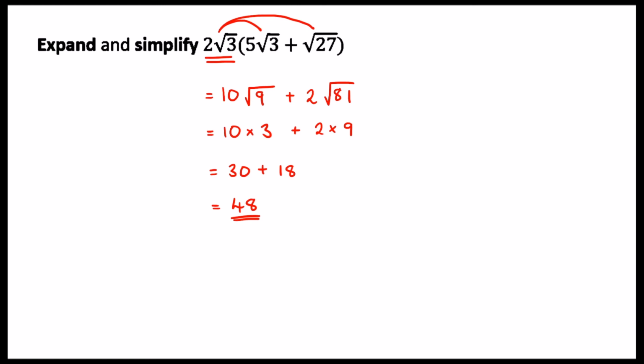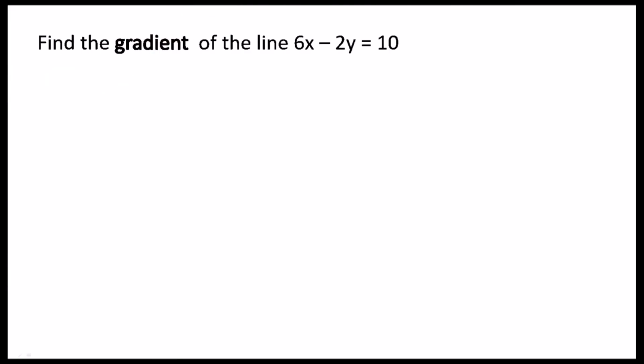The fifth type of question will always ask you to find the gradient given an equation of a line. It's really important to find the gradient that we want to get the equation in the form y equals mx plus c. If we can do this, the value of m is our gradient, and the value of c, the number part at the end, is called our y-intercept.